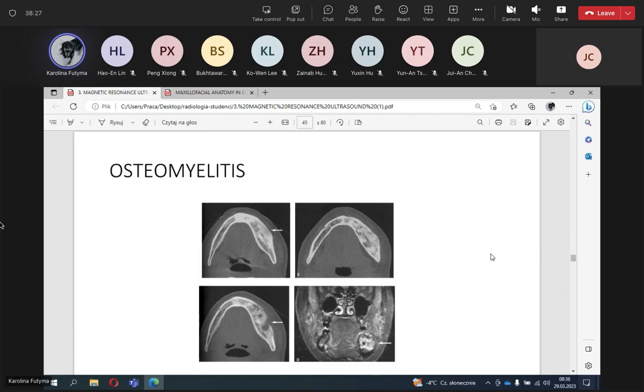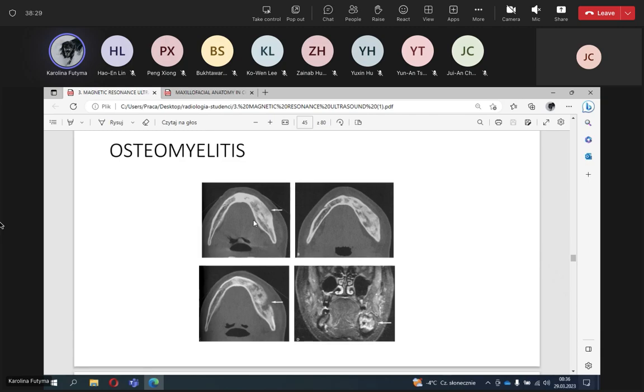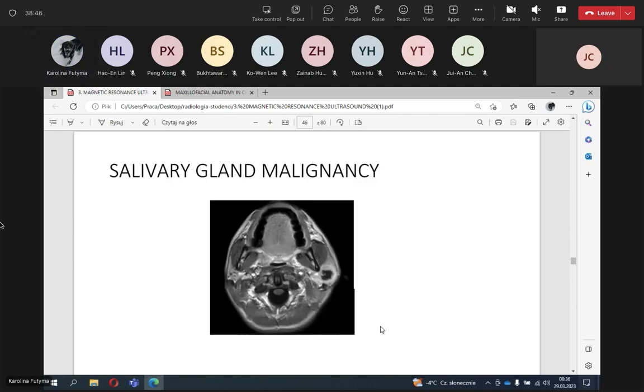Here we have the osteomyelitis. Here we have, of course, the CBCT or CT, probably. But in our MRI view, it is more visible that inside the bone is something going wrong. Salivary gland malignancy, of course, we can see that something's going on in here.